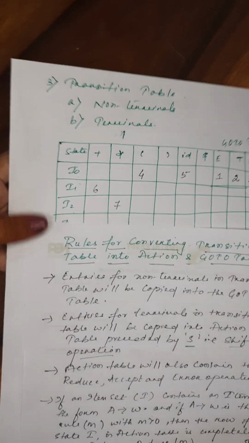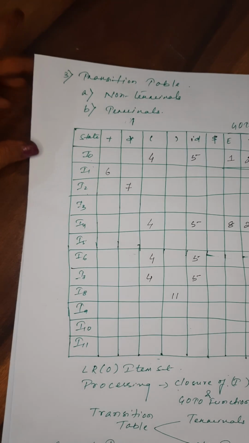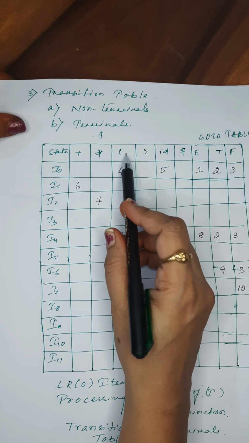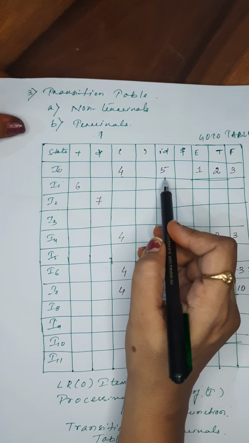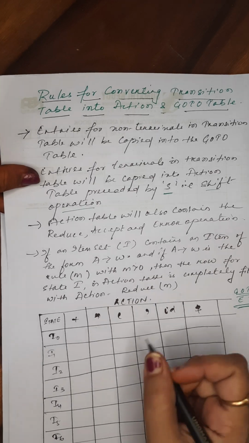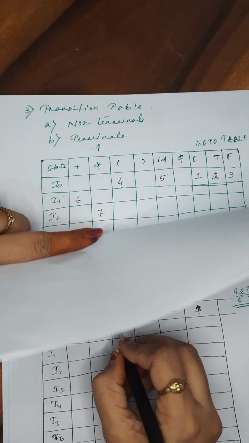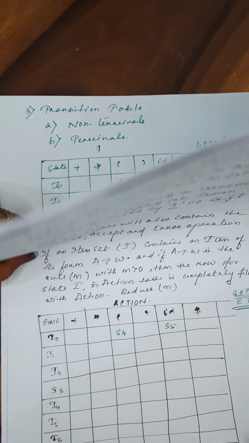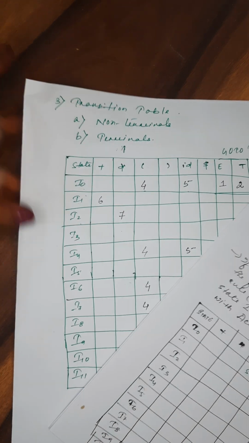See, now see here what is written. Check here what is written. I0, opening bracket it is written 4, ID it is written 5. So what we will do? We will copy that, but it will be preceded by an S. So what we will write? S4 and S5. Similarly, we will copy it down for all.